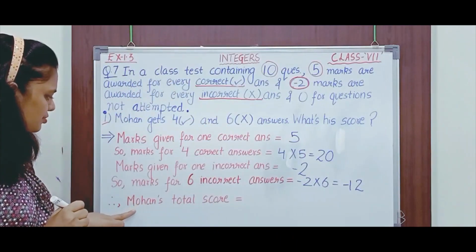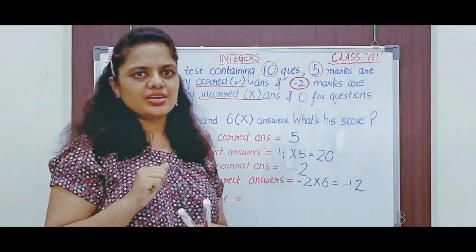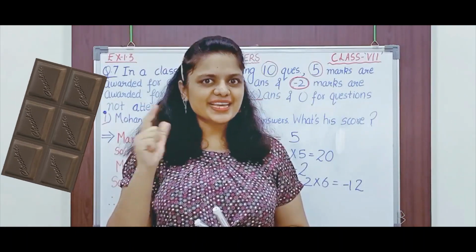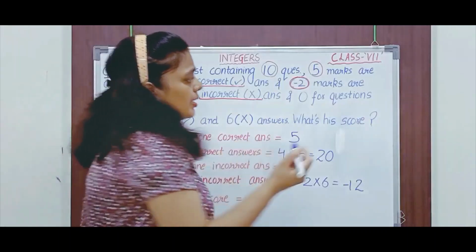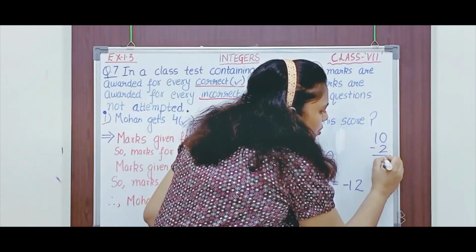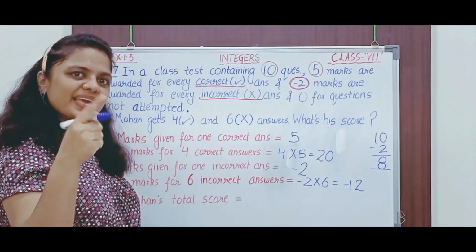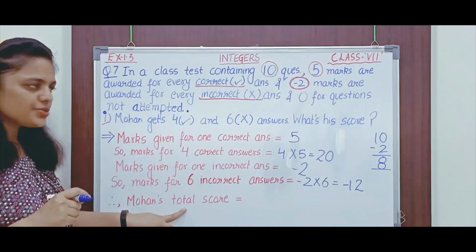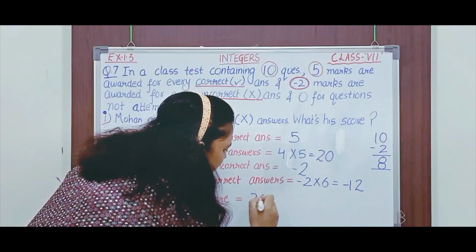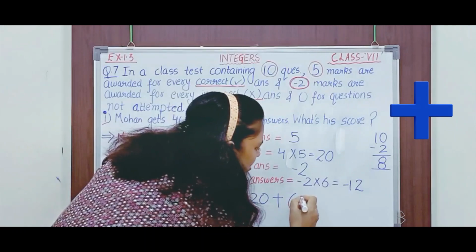Okay. Now, we are supposed to find out the total score for Mohan. Now, if I say you had 10 chocolates, 2 more chocolates are given to you by your friend. Now, what are your total chocolates? 10 plus 2, 12. Now, if you have 10 chocolates and 2 chocolates are being taken away from you, what is the number of chocolates you are left with? 8. Why? 10 plus minus 2. Similarly, here Mohan's total score would be marks obtained for correct answers, which is 20, plus marks obtained for incorrect answers, which is minus 12.